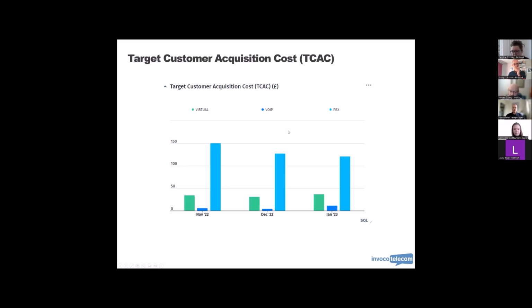Now, this is the most important graph actually for our marketing team, because it dictates everything that they spend on their marketing, whether it's Google Ads or anything else. So that's how we use lifetime value in the business.